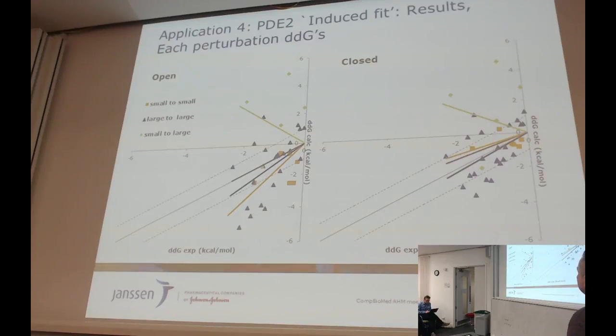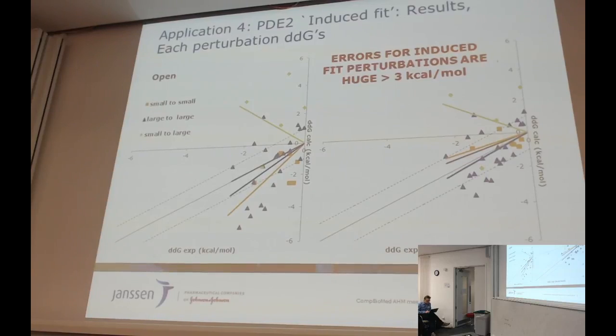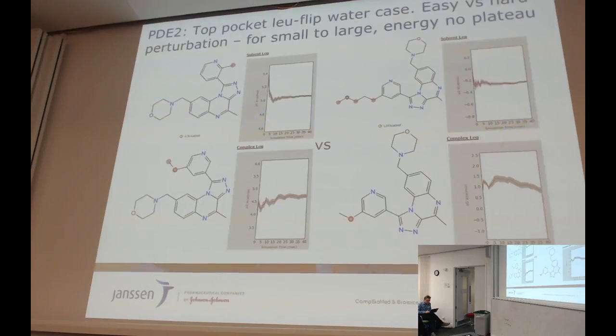A large molecule to a large molecule is also not too bad, a few up here. But when we actually do that transition of a small to a large molecule and we need to go into that pocket, it breaks down completely and the errors up here are huge. More than 3, 3.5 kcals in these individual delta-delta Gs. What's going on?